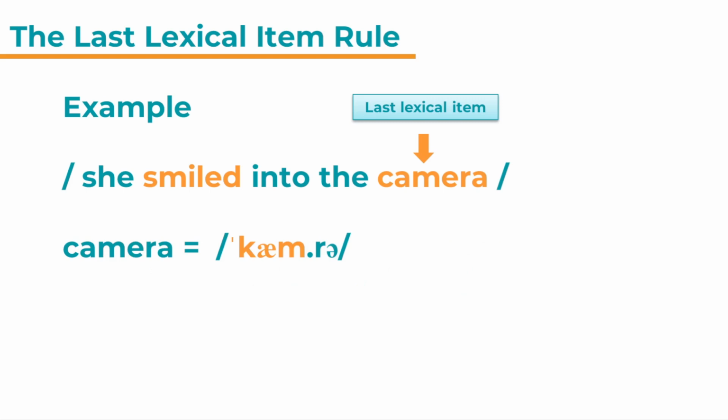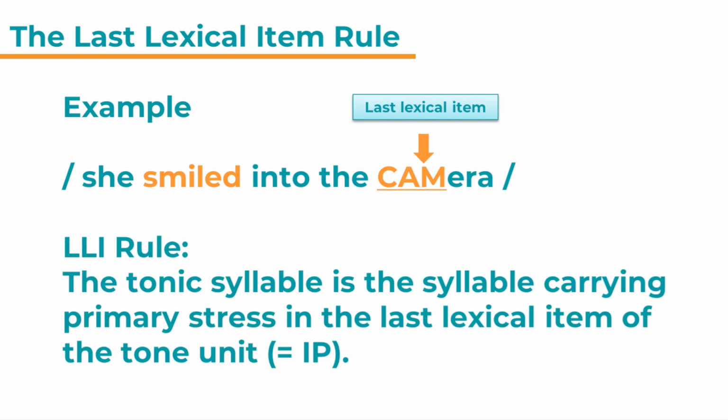And like I said before, camera has two syllables, cam-ra, and the first syllable is stressed. You can see this in a dictionary because there's a little apostrophe at the start of the first syllable, and that indicates primary stress. In our examples, we're going to use capital letters for the main stress. She smiled into the camera. So remember, the last lexical item rule says that the tonic syllable is the syllable carrying primary stress in the last lexical item of the tone unit, or intonation phrase, or IP.